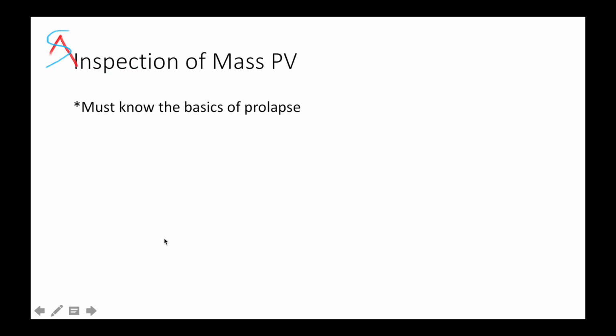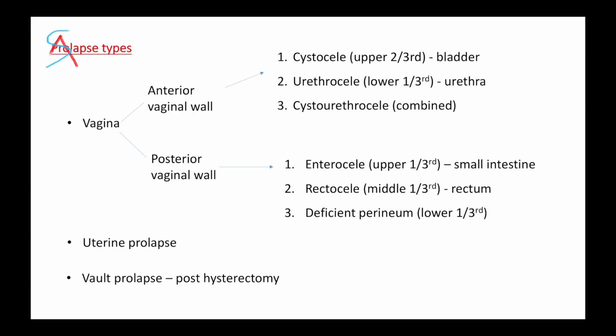For inspection of mass per vaginum, you must know the basics of prolapse. First, you have to know if there is any descent from the upper anterior two-thirds of the vaginal wall. It could be because of descent of the bladder, which is known as cystocele. If there is a descent of the urethra in the lower one-third of the anterior vaginal wall, it is called urethrocoele. If both are there, it is called cystourethrocoele.